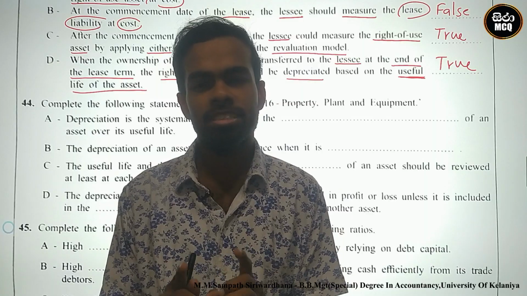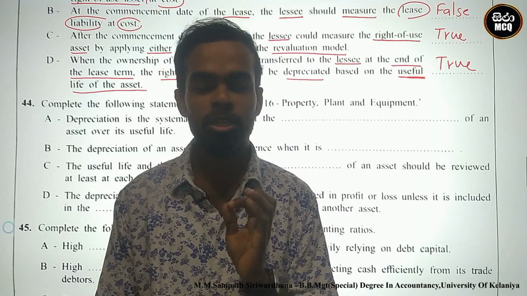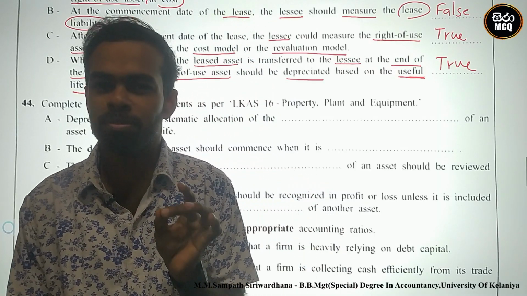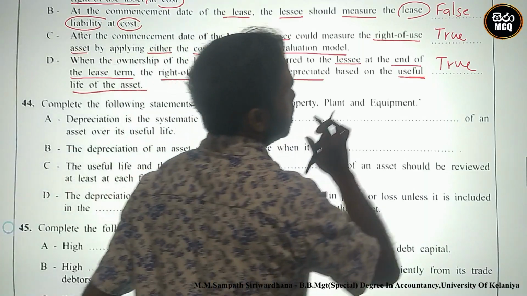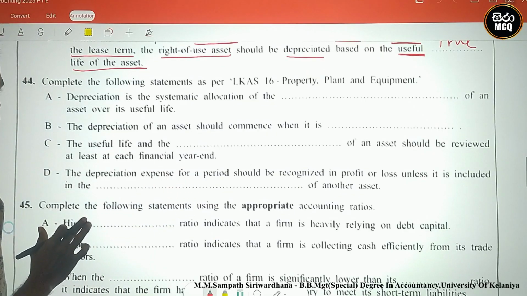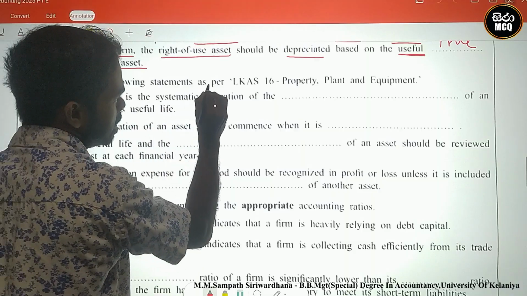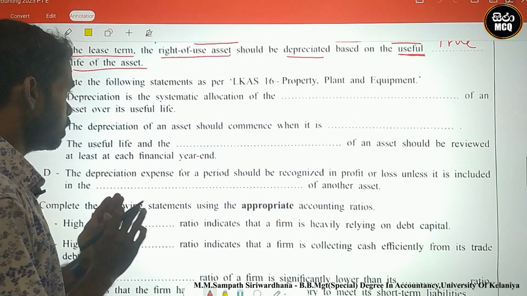Today we discuss the Advanced Level accounting paper 2025, question number 44. This is related to LKAS 16, Property, Plant and Equipment. Look here, there is a theory part. Firstly, what are the requirements? There are many statements. Complete the following statements as per LKAS 16 Property, Plant and Equipment. Okay, look at the first one.